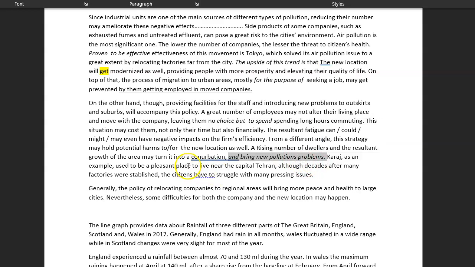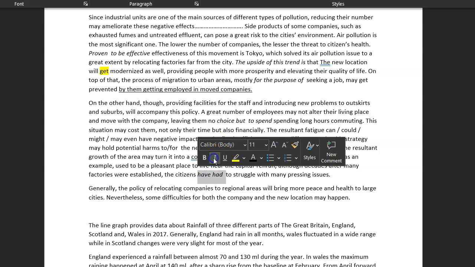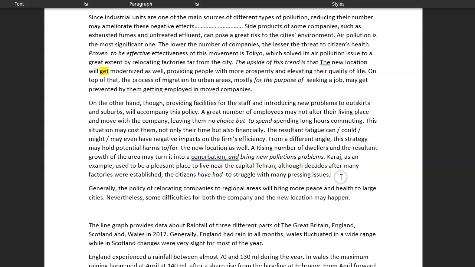Karaj, as an example, used to be a pleasant place to live near the capital of Tehran, although decades after many factories were established. The citizens have had to struggle with many pressing issues. Okay. So just change that tense in there. Present perfect, have had to struggle. Really good, super good paragraph.